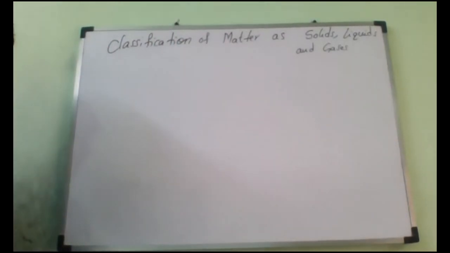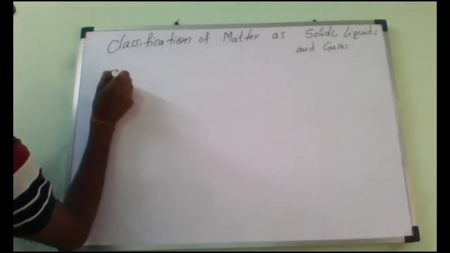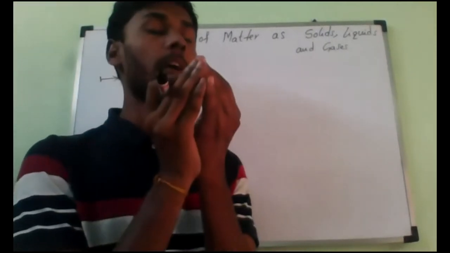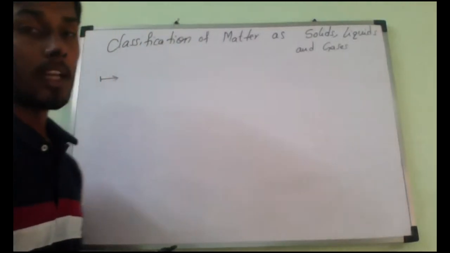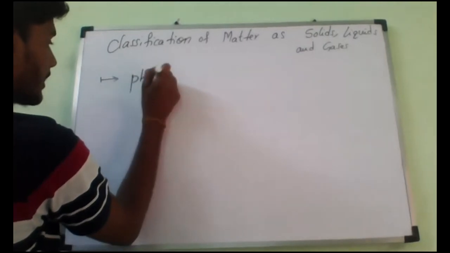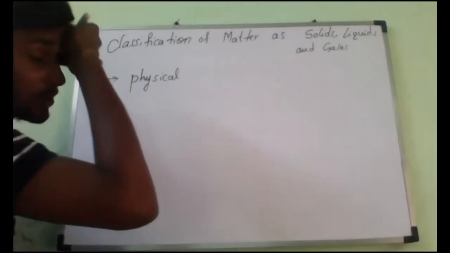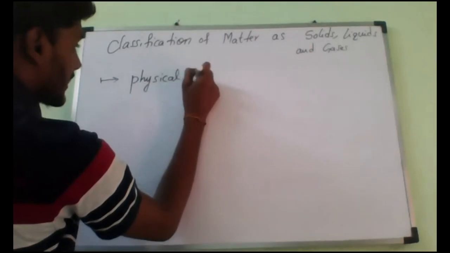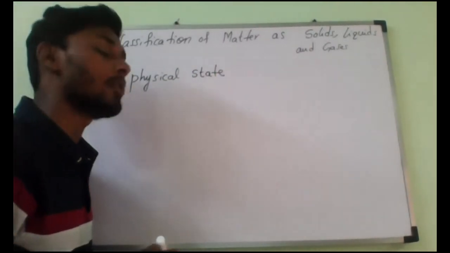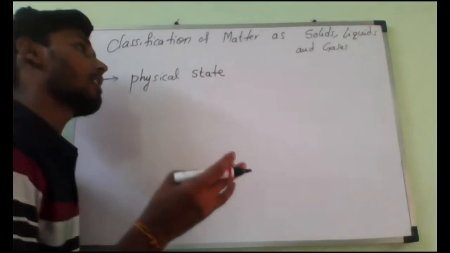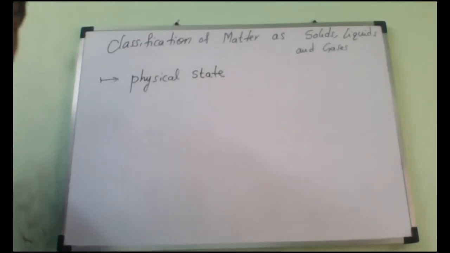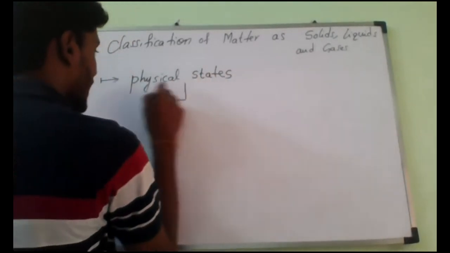Now, let us go for understanding. On the basis of physical state, they either have a fixed shape or do not have any fixed shape. Remember, I have already taught you in the beginning: elements, compounds and mixtures are based upon chemical properties. Now, based upon the physical states, matter is classified into three types.